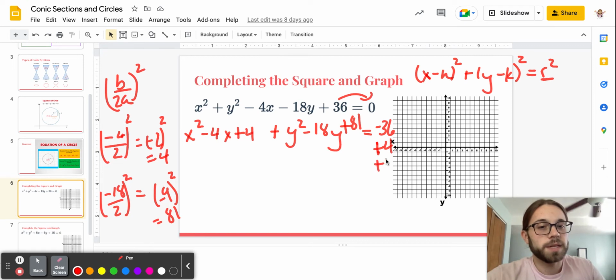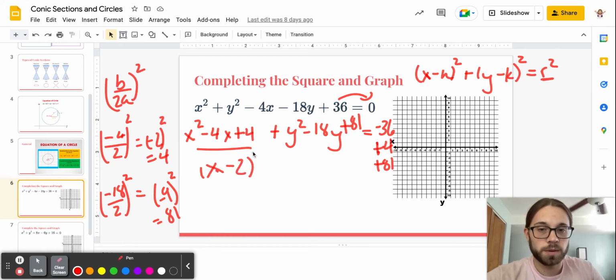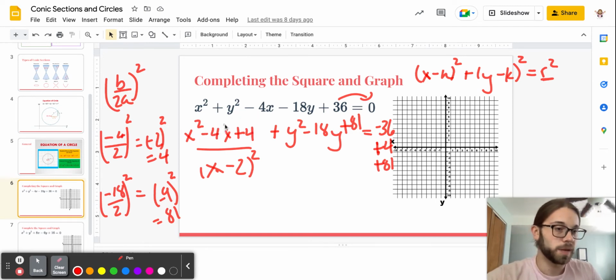But again, the reason that we're doing this is to get these perfect square trinomials, because when you factor this, it just ends up being x minus 2 squared. Because if you do this out, factors of 4 that add up to -4, well, that's -2 and -2. So you get x minus 2 squared.